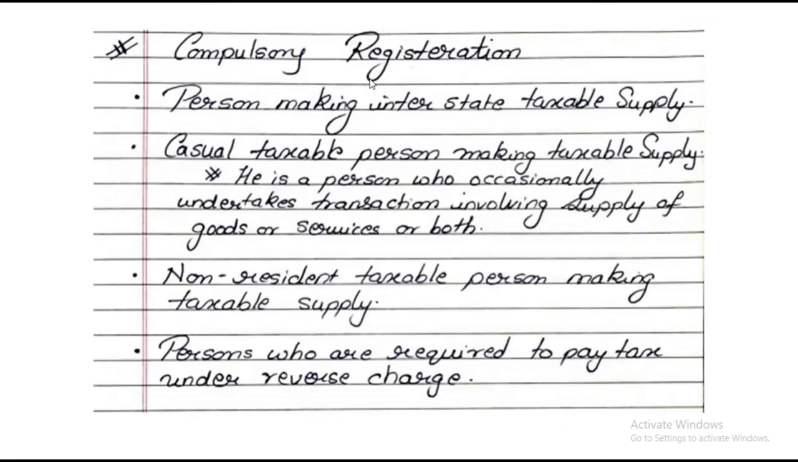Next, compulsory registration. A person making an interstate taxable supply. If a person from one state is supplying goods to another state, then they compulsorily have to register, no matter what your limit is. A casual taxable person making a taxable supply. A casual taxable person is a person who occasionally undertakes transactions involving supply of goods or services or both. So if you are a casual taxable person who sells taxable items, you have to compulsorily register. A non-resident taxable person making a taxable supply. If an NRI makes a taxable supply, he has to register.